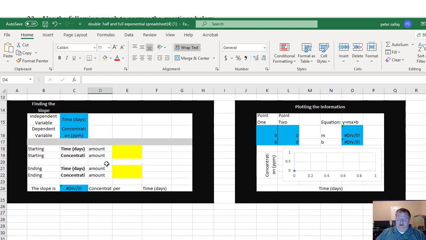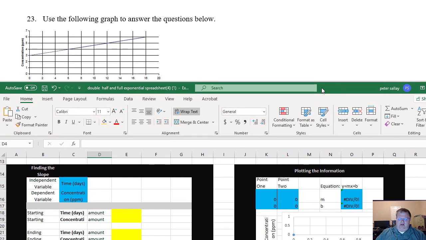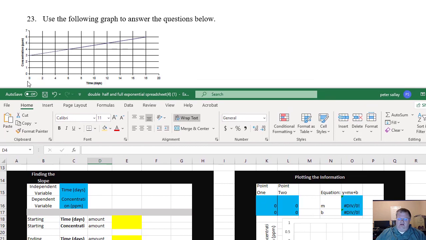So next up is to read the chart and fill in two points of information. So I can see here at the beginning, at 0 days, it's at 3 parts per million. So I'm going to type that in, 0 days, 3 parts per million.